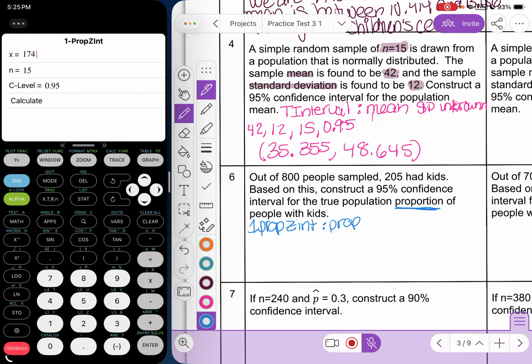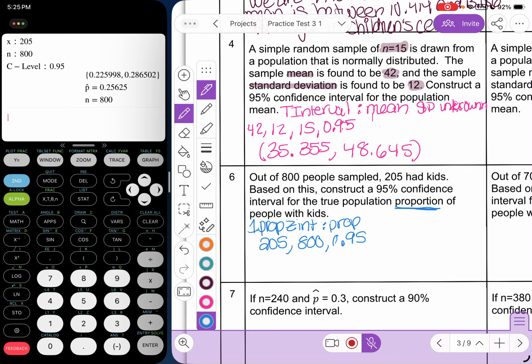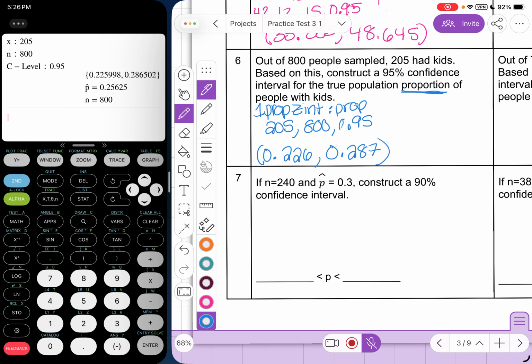X is the number of people that answered, so 205. N is the number of people that we asked, so 800. And then C level is the percent, so 0.95. And then we calculate. So our interval will be 0.226 to 0.287. So that would be our confidence interval between 22.6% to 28.7%. All right, let's look at number 7 here.